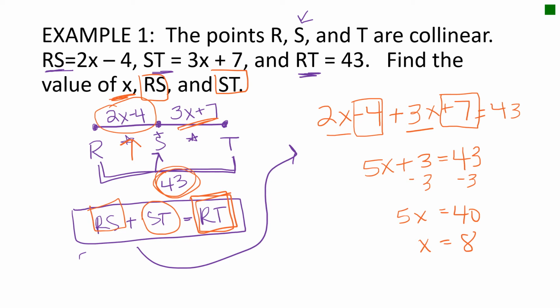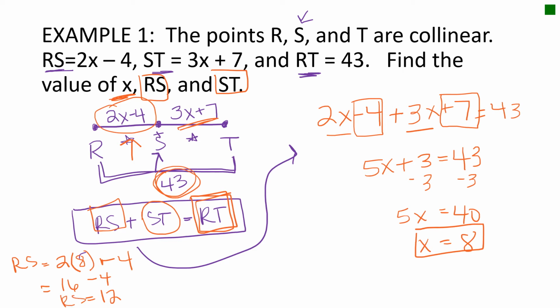RS right now is in terms of x, but we just found what x is. So we can do some math on the side here. RS equals 2 times x minus 4. What is x again? Well, we just found out that it was 8. So 2 times 8 is 16, minus 4. 16 minus 4 equals 12. So now I know that RS equals 12.